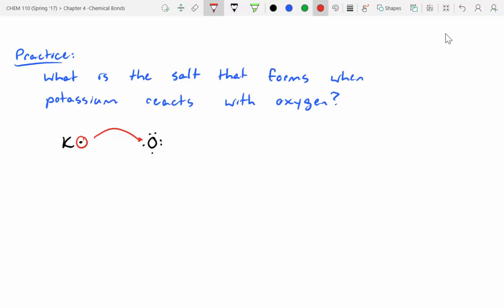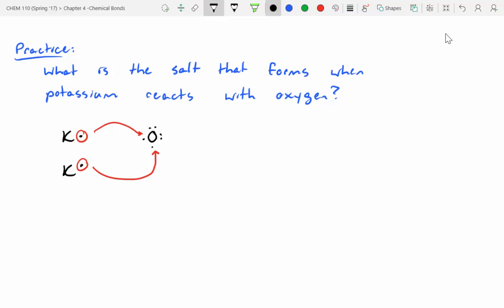Makes sense? All right, so if we do that though, oxygen still doesn't have an octet. What's the solution? Another potassium, right? Okay, so if we take this one, we can say, all right, we'll donate it to this side. Which makes sense because now we'll have 2 potassium cations. We know that group 1A elements like to form +1 charges. And then oxygen over here now has a full octet of electrons, giving it what charge? 2 negative.